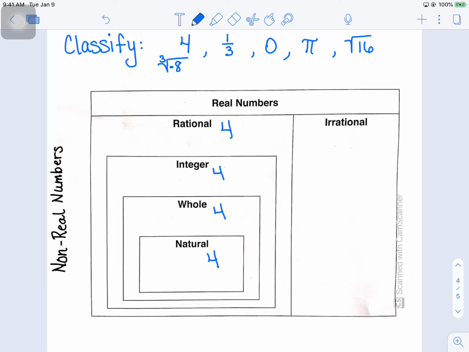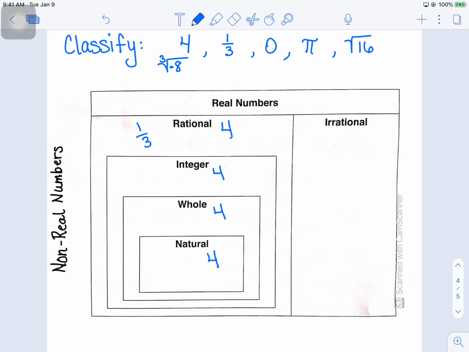It's a natural number, but it could live in the neighborhood of whole, integer, or rational, and it lives in the real number system. So it fits in all of these categories. All right, let's look at 1/3. Can it be written as a fraction? Well, it already is, so we know it can be a rational. We know it's not irrational, we know it's rational. So it's a rational real number right now, and then we look further.